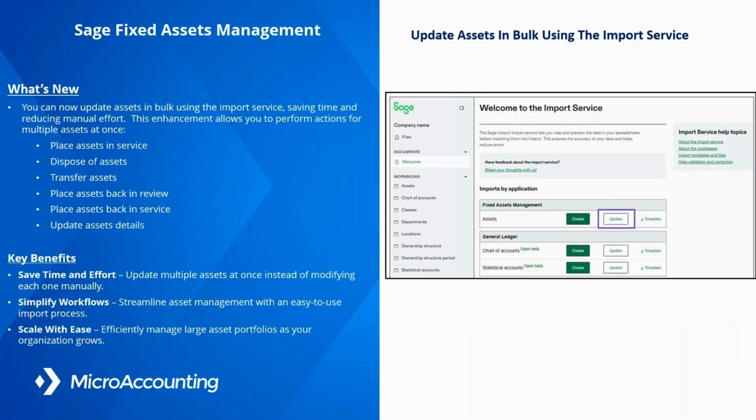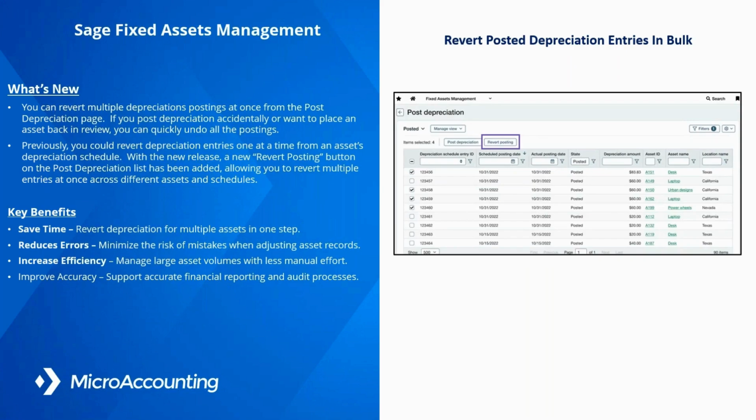Now, this is another cool feature enhancement. We can update assets in bulk using that new import service that I mentioned earlier. Again, we can only get to this from the company checklist, but it allows us to place assets in service, dispose of them, transfer them, put them back in review, and update the asset details. So again, very powerful for fixed assets. This release has a lot of enhancements.